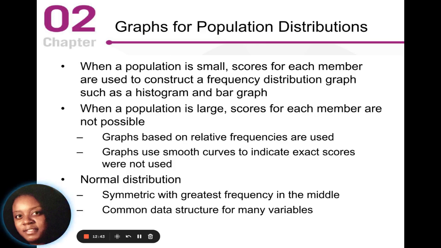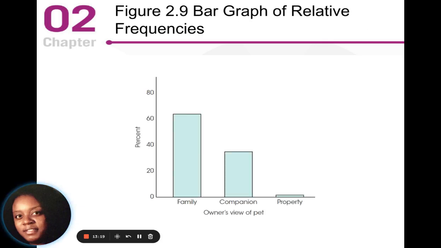When it comes to graphs for population distributions, if a population is small, scores for each member are used to construct a frequency distribution graph, like a histogram and a bar graph. If a population is large, the scores for each member are not possible. So the graphs have to be based on relative frequencies, and the graphs might use smooth curves to indicate exact scores that were not used. It probably is going to indicate a normal distribution, which is symmetric with greater frequency in the middle, and common data structures for many variables. Here's an example of a bar graph of relative frequencies.